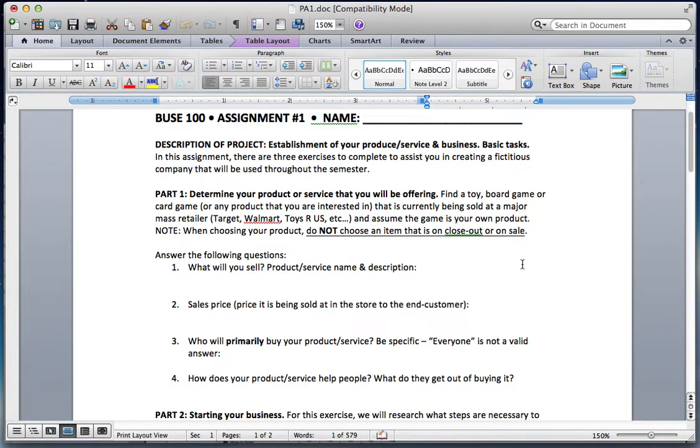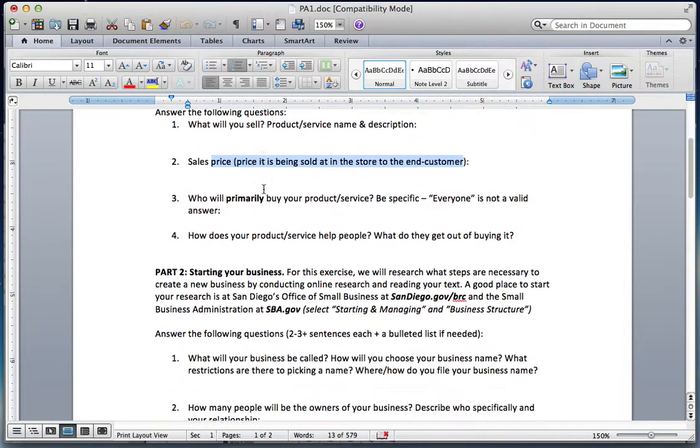I also asked you at the beginning what is your product you're going to sell and your sales price, and this is the price that's being sold at the store that the end customer would pay for. So that's the person who is actually using it. So you're going to need this file.